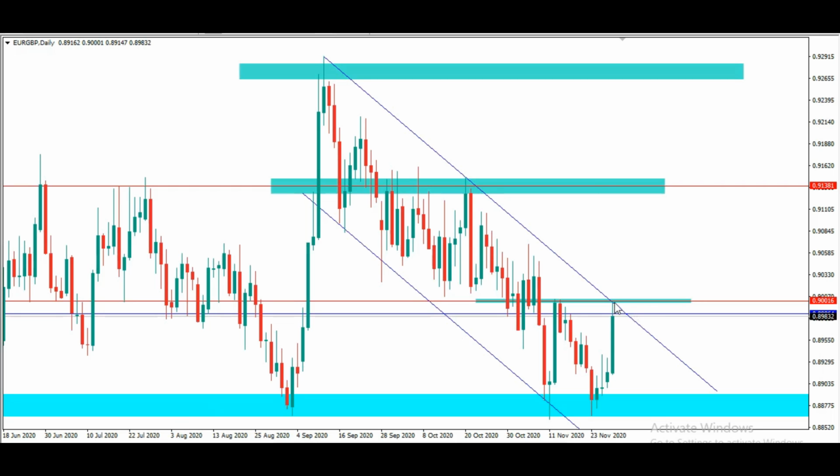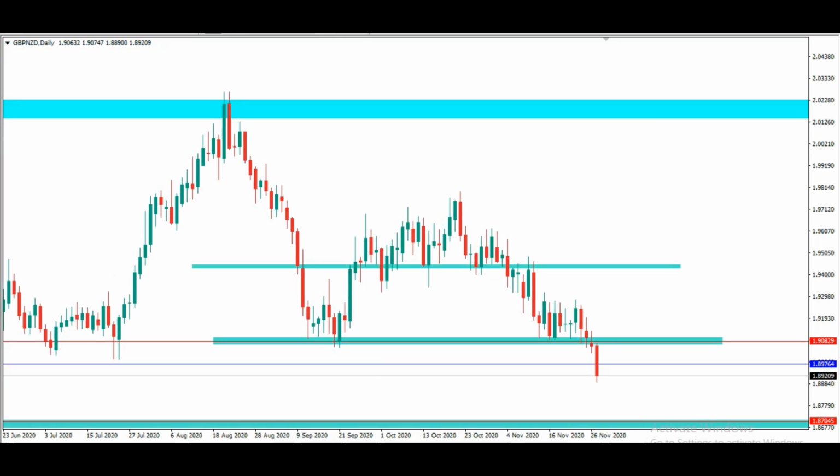The same thing with EurGbp. We want to see the price climb higher, so for that we want to see at least a daily close above 90.01. So if we are not going to see that daily close above this area, then we don't want to take any long trade on this pair. So that's going to be all on my analysis for this week.